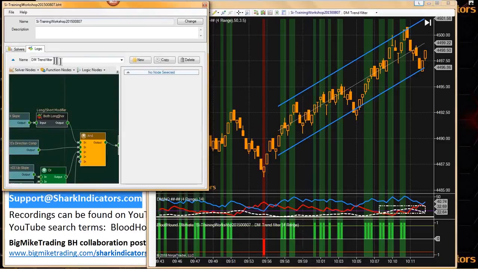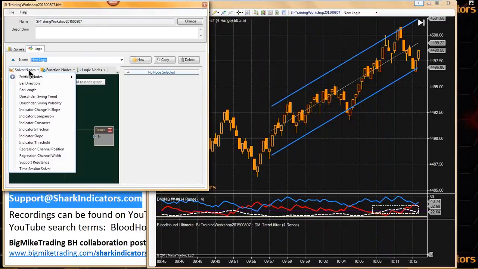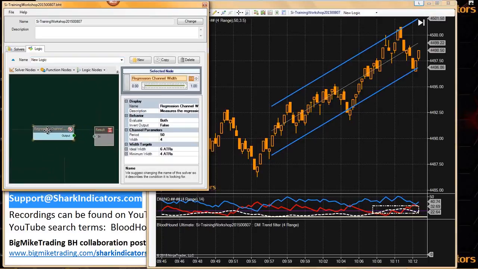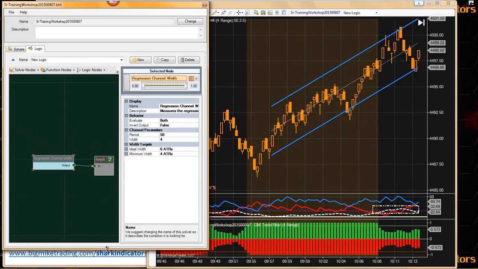So I'm going to make a new logic template, and I'm going to throw the regression channel width on here. There we go. And we'll connect that up.